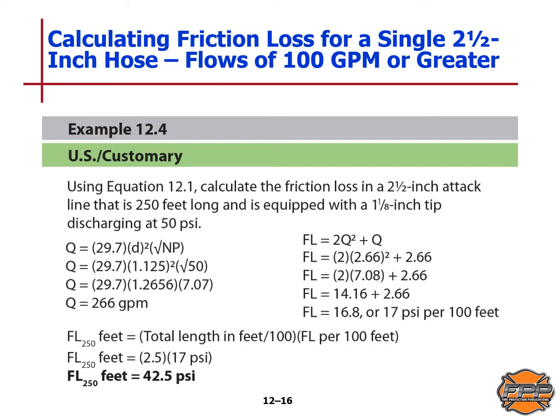So the friction loss for 250 feet is the total length in feet divided by 100 times the friction loss per 100 feet. So the friction loss for 250 feet is 2.5 times 17 psi, and the friction loss for 250 feet is 42.5 psi.